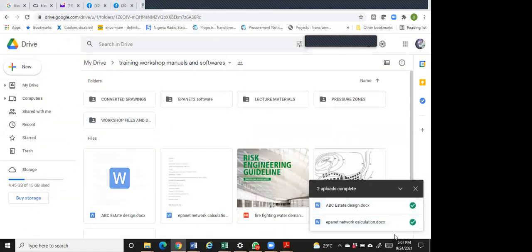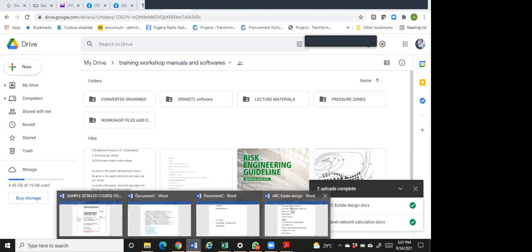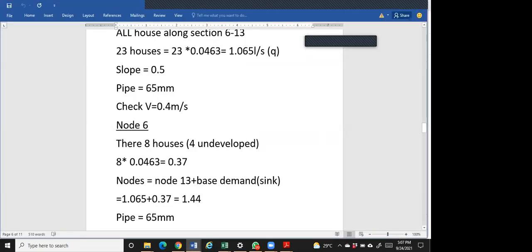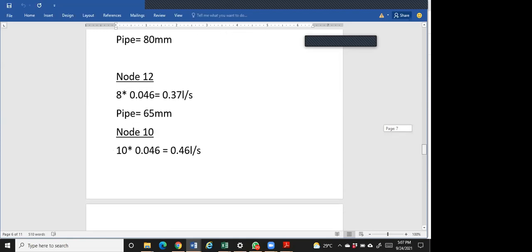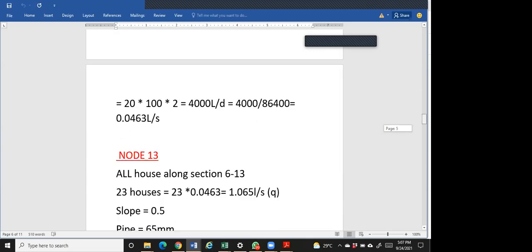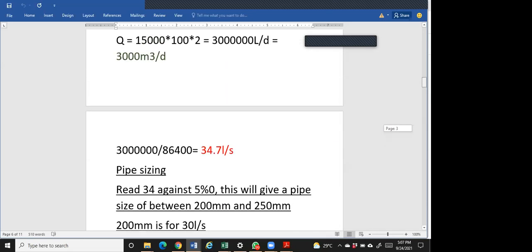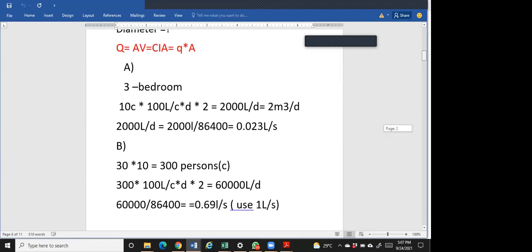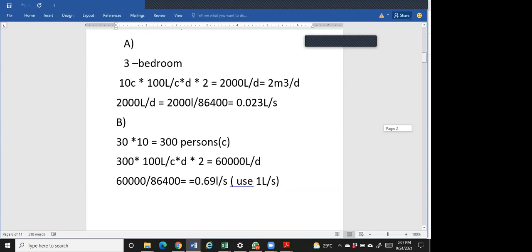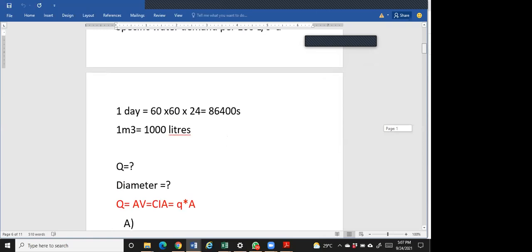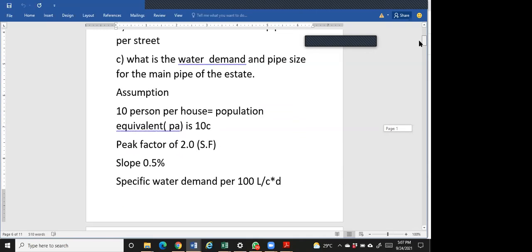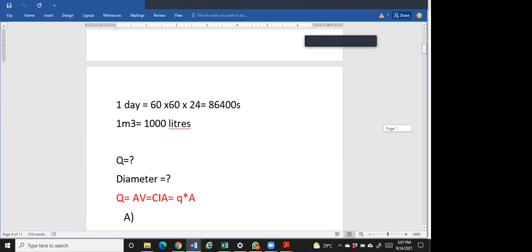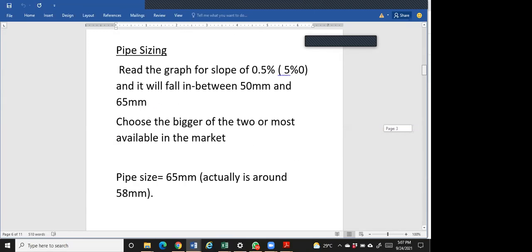Good. Go back to your Google Drive. You'll see a new file I have uploaded called ABC Estate Design. It will show you all the things we have done today. Node 11, node 12 is this. Node this, how we got it. The only difference is that we assumed 20 per house, whereas today we assumed, sorry, let me take a look again. Okay, I think it's the same. Just take notes. Everything is now here.